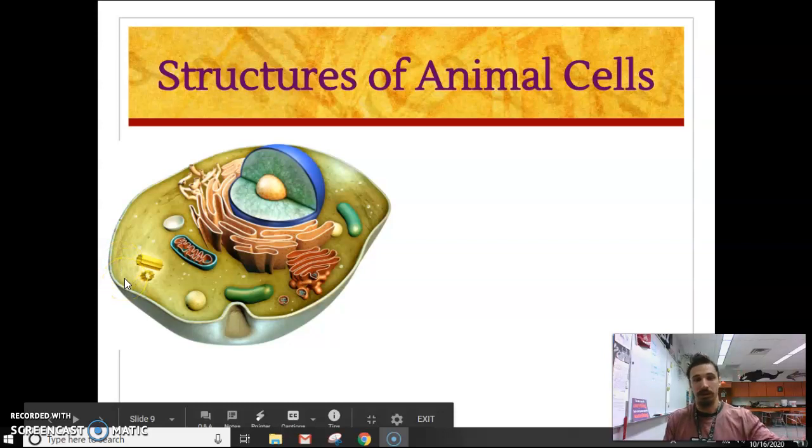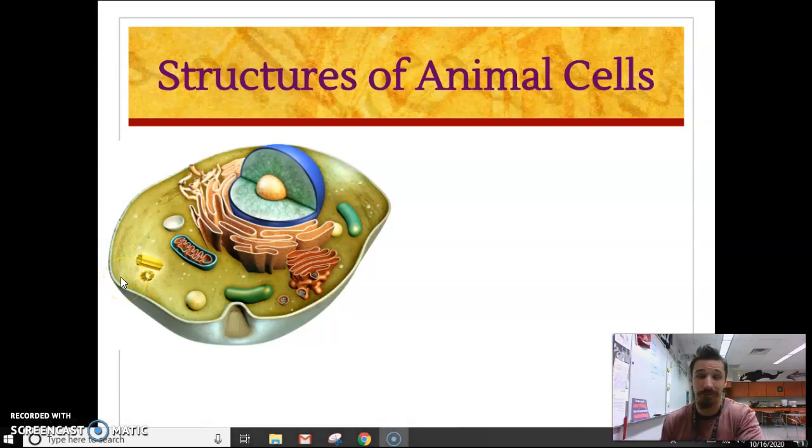All right, ladies and gentlemen, welcome to the structures found within a typical animal cell, also known as a eukaryotic cell, the same cells that make up you and I.